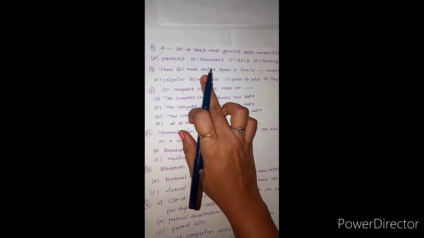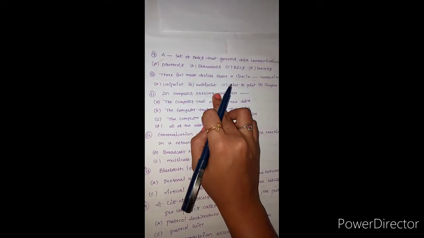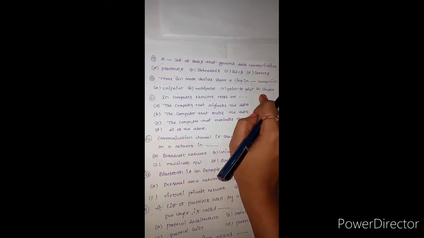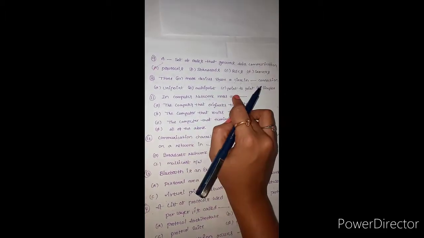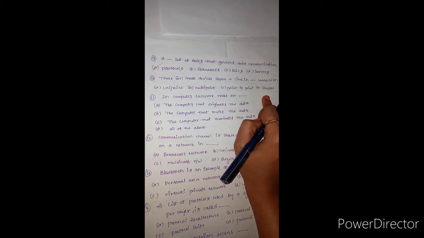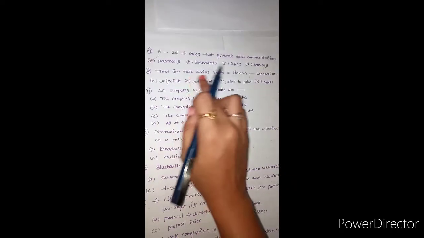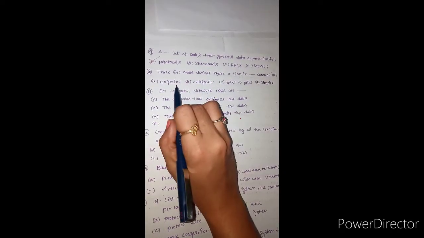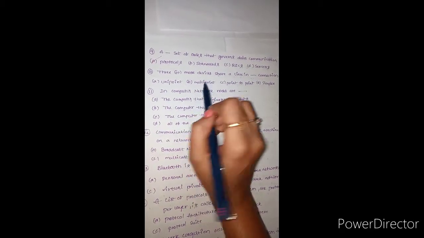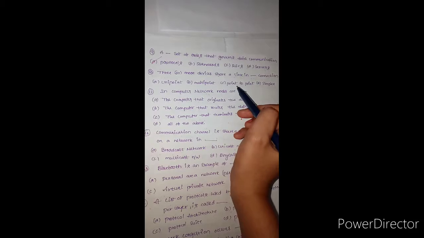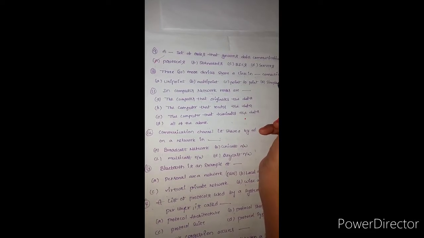Next one, three or more devices share a link in a dash connection. Options: option A unipoint, option B multipoint, option C point to point, and option D simplex. Here observe, three or more devices. Unipoint is only one device. Multipoint, two or more devices are connected. Point to point, only one device is connected to a point. Simplex is only one direction.